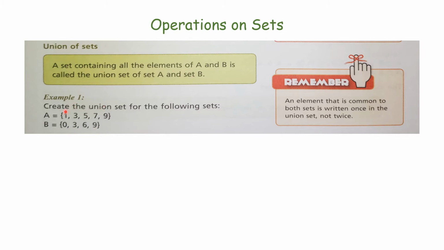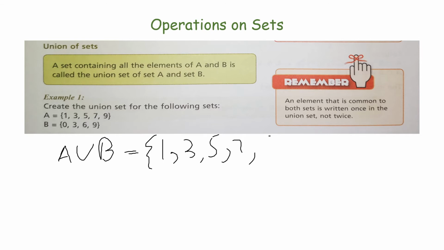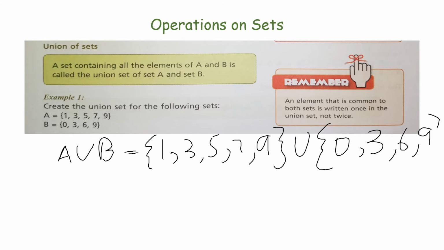Now we will solve this example. Create the union set for the following sets A and B. So first we will write A, because we have to find union. We write union as capital U. So A union B is, what is A here? 1 3 5 7 9 union B. What is B here? 0 3 6 9. So what will be the answer?